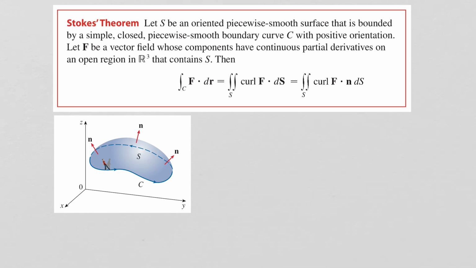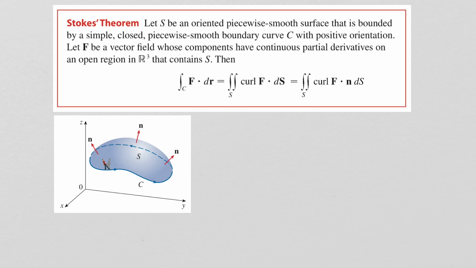Okay, so there's kind of a lot going on there. Let's suppose we have a surface in R3 here, and C is the boundary of that surface. C has positive orientation, which means as we walk along the boundary in a counterclockwise direction, the surface is to our left. What Stokes' theorem is saying is that the integral along the boundary is the same as the double integral along the surface.